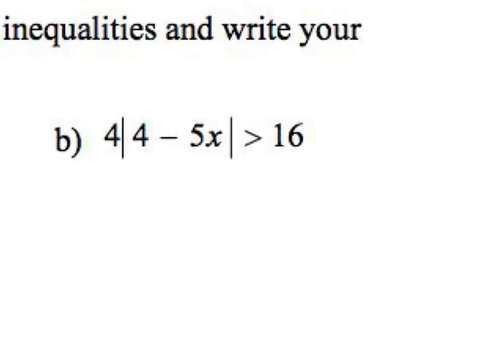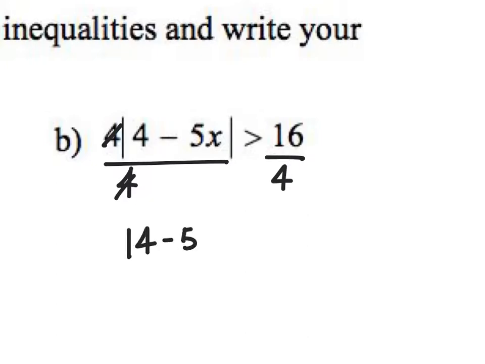If I have a number out front, I want to isolate my absolute value first. So I'm going to divide everything by 4 here. You can't distribute that. So 4 divided by 4 goes away, and then you're left with the absolute value of 4 minus 5x is greater than 16 divided by 4, which is 4.